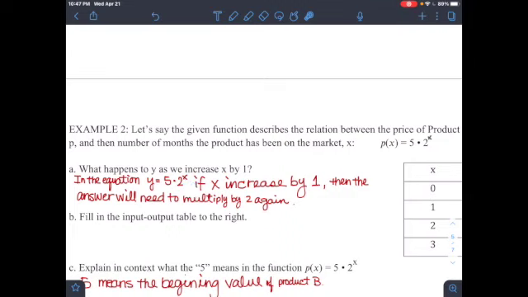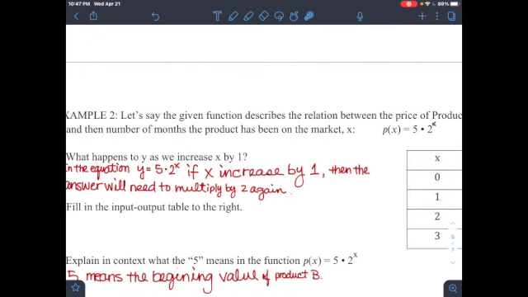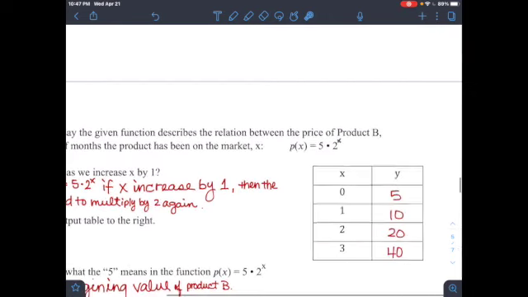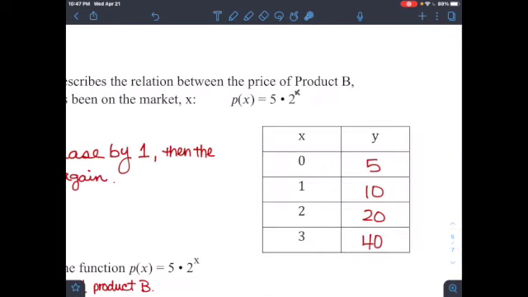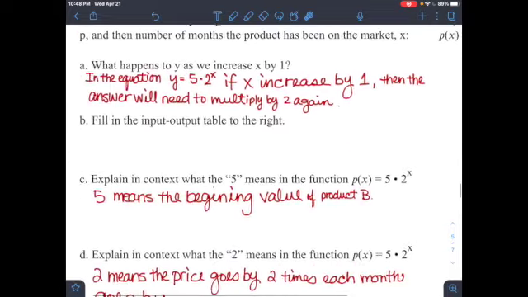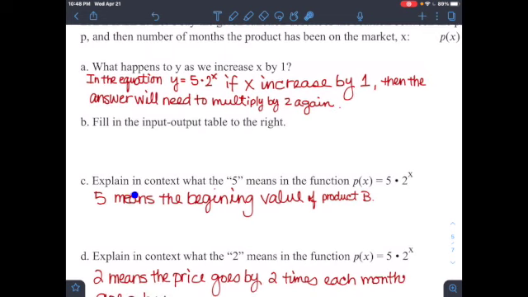If x goes in as 3, it's 5 times 2 times 2 times 2. So therefore, it depends on how many x you get, as how many times you're going to multiply by 2. So if it goes up by 1, then that means you multiply by 2 again. And that's how I figured out the numbers right here. Start with 5, goes up to 10, and then doubling and doubling, because times 2.